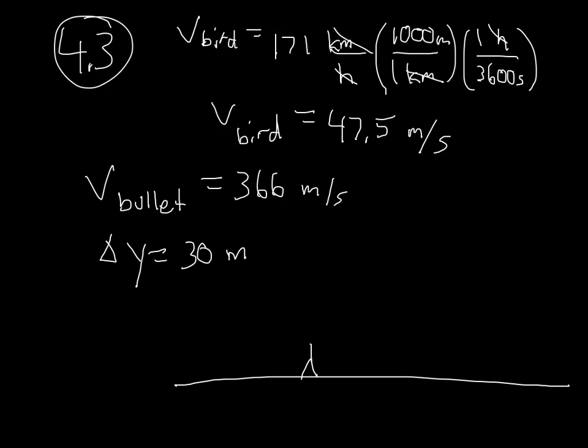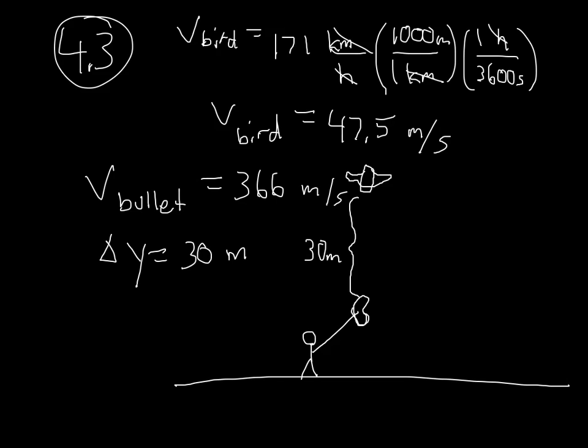Here I am, standing here, aiming my gun. Wow, I've got a long arm and a little gun. And a very freaky looking bird. There's my bird. Okay, and that bird is directly over my gun. What's the distance between my gun and the bird? 30 meters. So that's the vertical distance between the two of us.